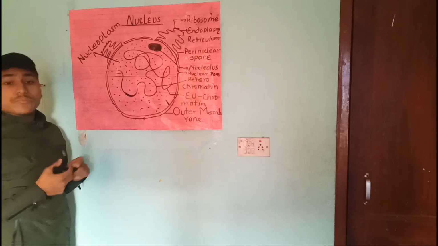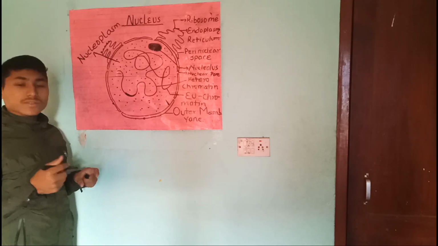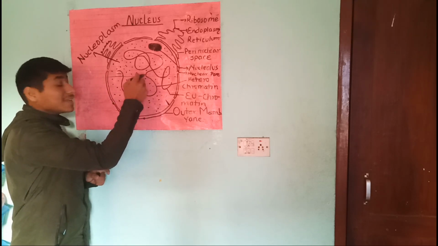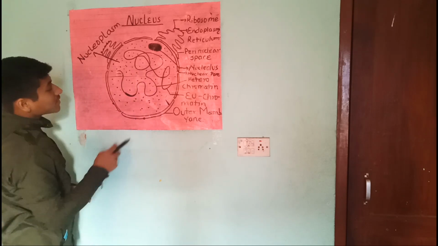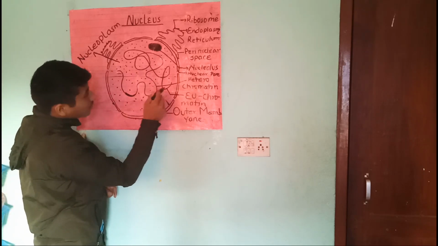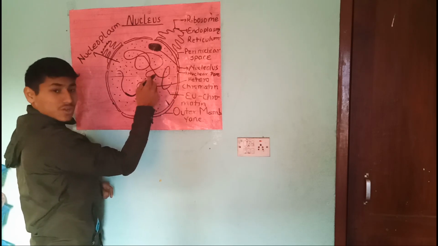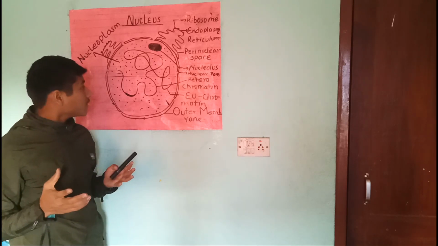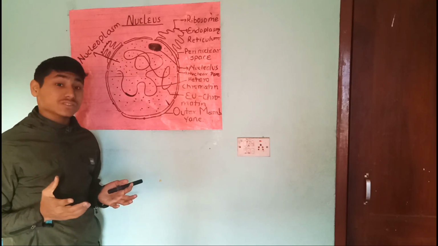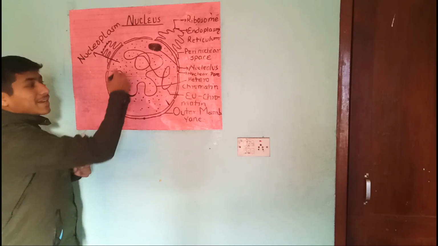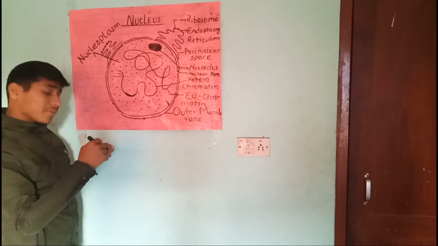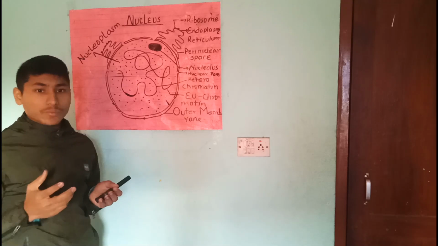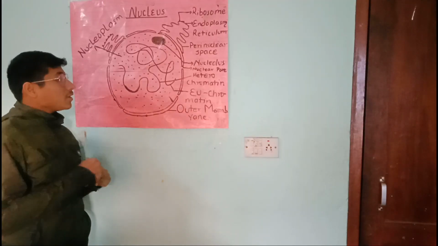Now the fourth one is the chromatin reticulum. This is the chromatin reticulum. The long, thin, thread-like structures are known as chromatin fibers. Look, these are long, thin, thread-like structures, which are chromatin fibers. These chromatin fibers overlap each other to form a complex structure, which is known as the chromatin reticulum. And the chromatin reticulum is of two types. They are euchromatin and heterochromatin.